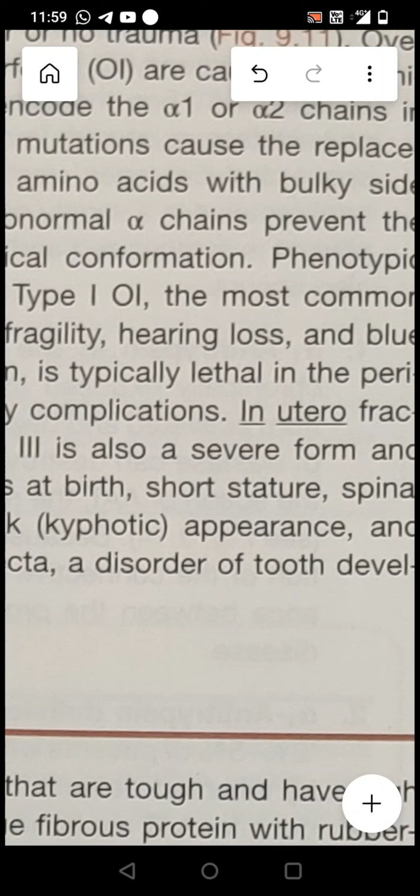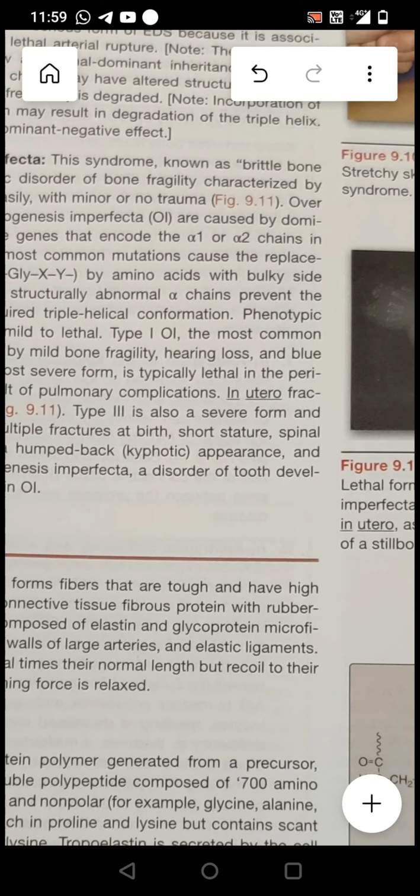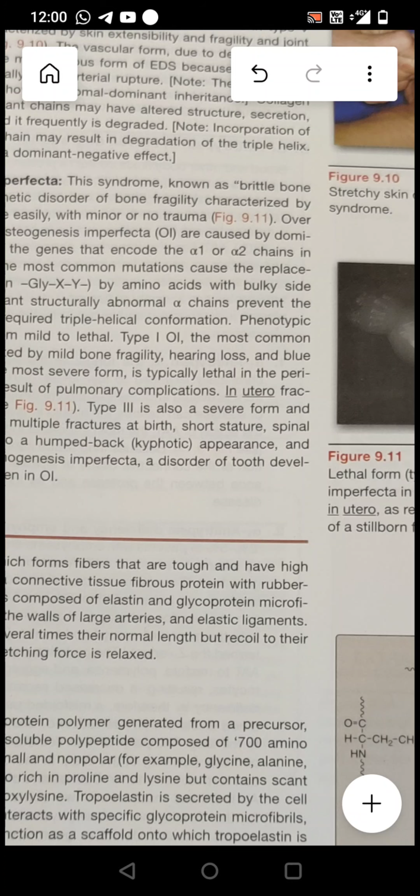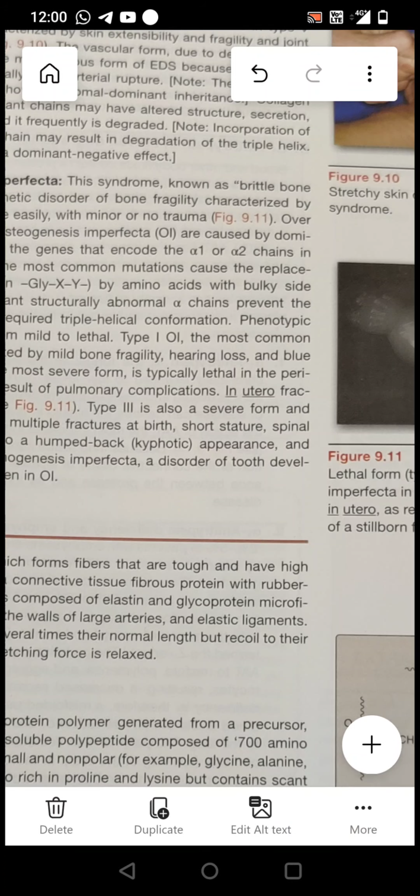So fantastic. With this, we cover most of your collagen. I think you all will like this portion. Please go through it and ensure that you score full marks on collagen. Remember to see the structure of the collagen. Don't forget to read Lippincott. It's an amazing book. You will not forget what you have read.